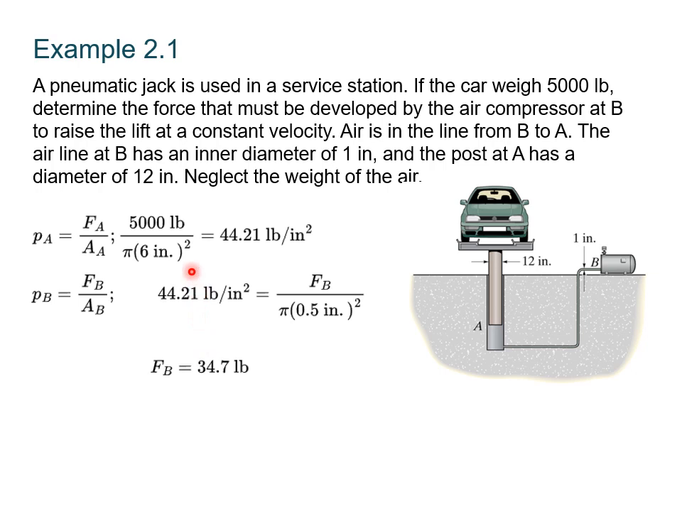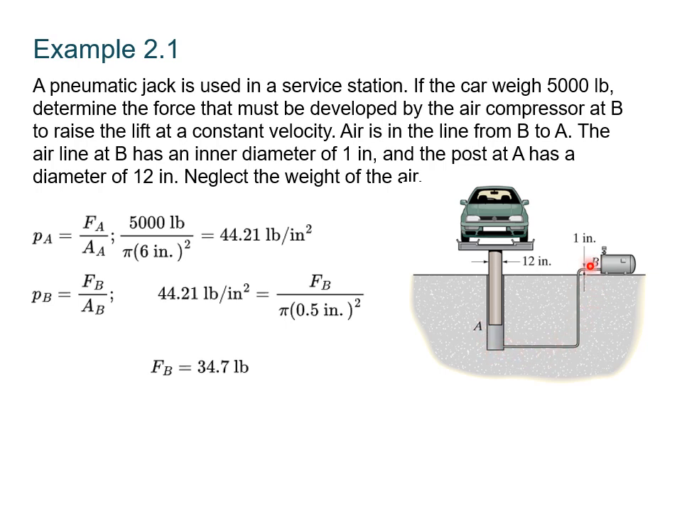So let's take a look at example 2.2. Here we have a pneumatic jack that's used in a service station. So you pull your car in and the guy hits the lever and lifts your car up so we can change the oil or change the tires. So here let's say we have a 5,000-pound car and we want to determine the force that must be developed by the compressor B to raise the lift at constant velocity. So here we're going to say air is in the line from B to A, and then we're going to neglect the weight of the air.